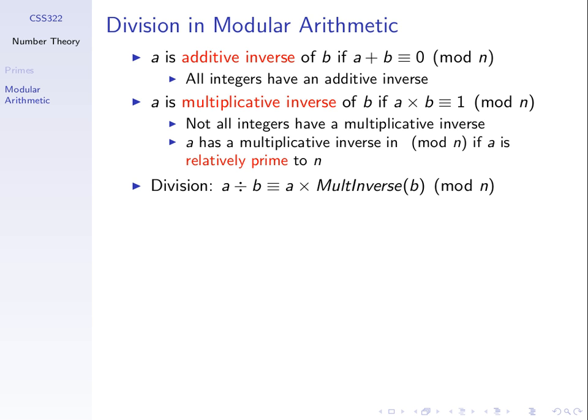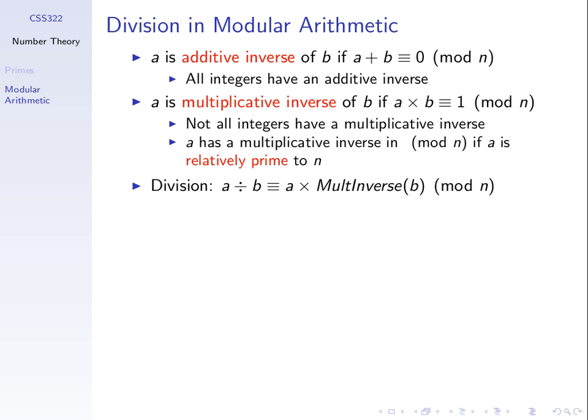Three times something equals 1 in mod 8, so that something is in fact 3, because 3 times 3 is 9, mod 8 is 1. Therefore, 2 times the multiplicative inverse of 3, which is 3, is 6. 2 divided by 3 is 6 in mod 8.